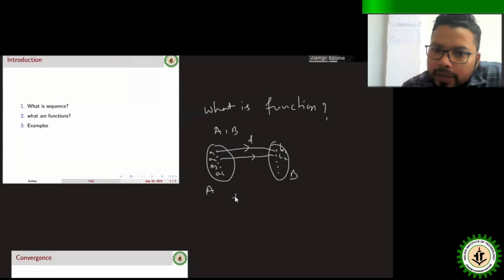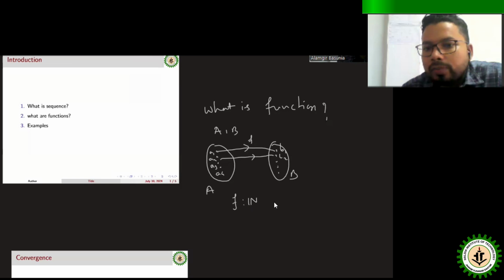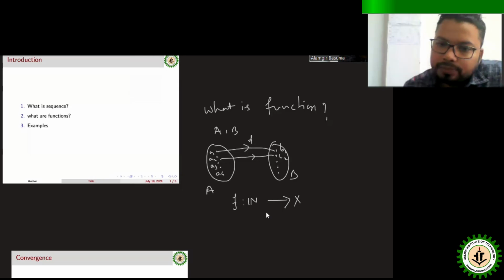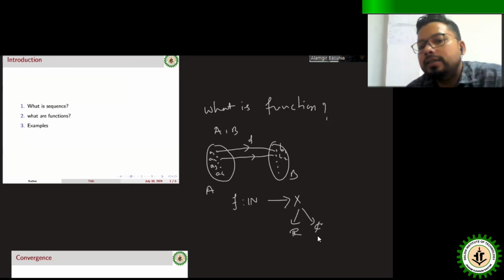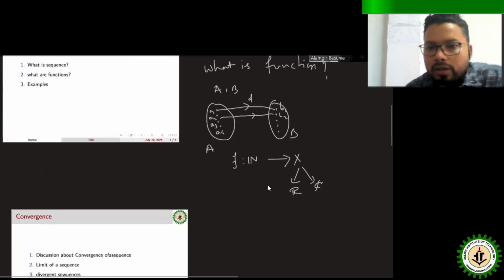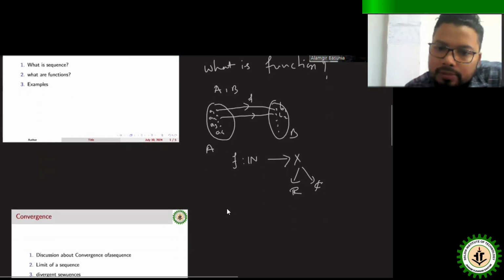Now, if f is any function whose domain is the set of natural numbers and whose codomain is a set X, then that function we call a sequence. If that set X is the set of real numbers, then we say this is a real sequence. And if it is C, the set of complex numbers, then we say this function is a complex sequence.